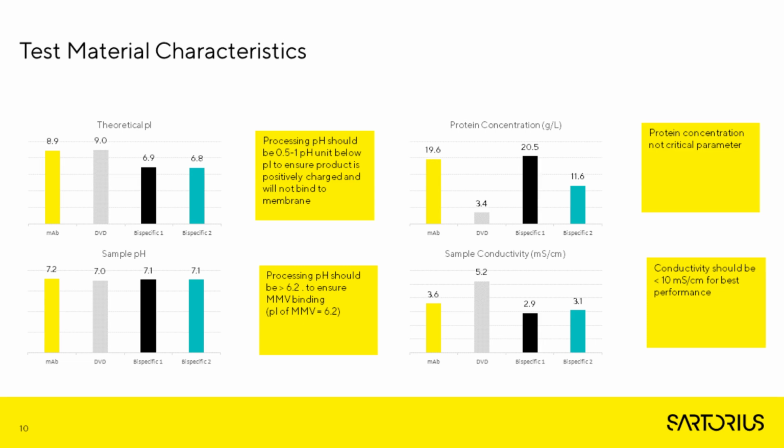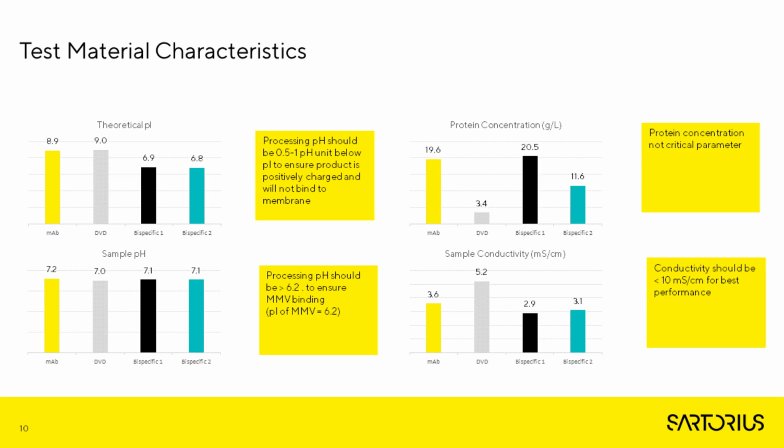Next, on the bottom left, we have sample pH. All of our samples have a pH greater than 7, which means the impurities that we want to remove should be negatively charged. That's good. The top right, we have our protein concentration. The protein concentrations range from 3.4 grams per liter up to 20.5 grams per liter. Protein concentration is not normally a critical parameter and should not have any effect on the virus binding.